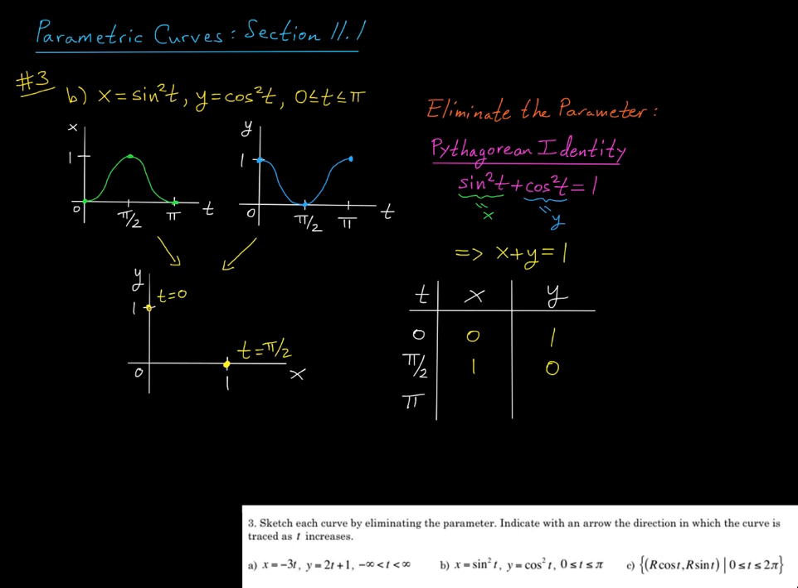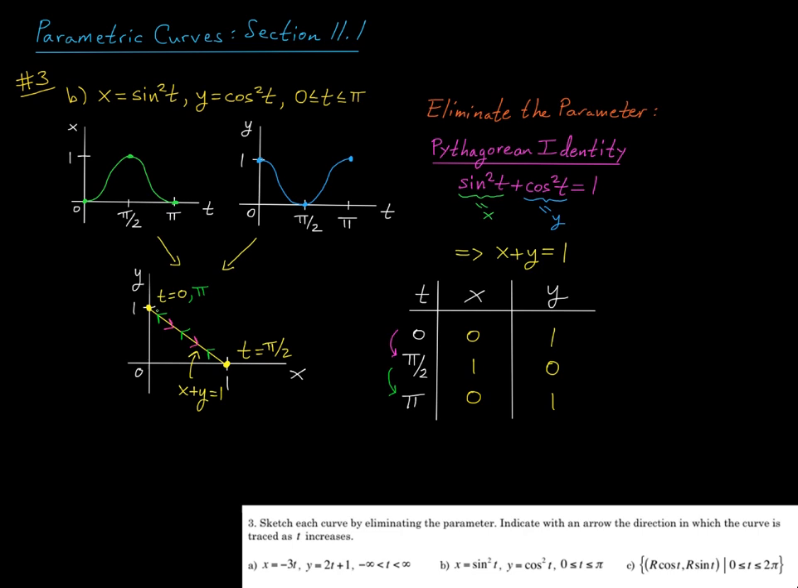And how are we getting from this point to this point? Well, we're moving along this line, right? So we're tracing out just this portion of this line segment in this direction as we let t increase from 0 to pi over 2. All right, now, as we let t increase from pi over 2 to pi, what's going to happen? Well, at pi, plugging in, we get that x is 0 and y is 1.